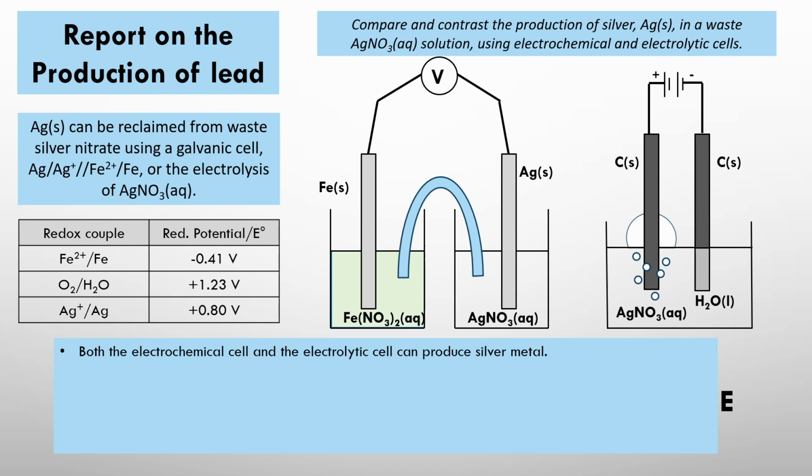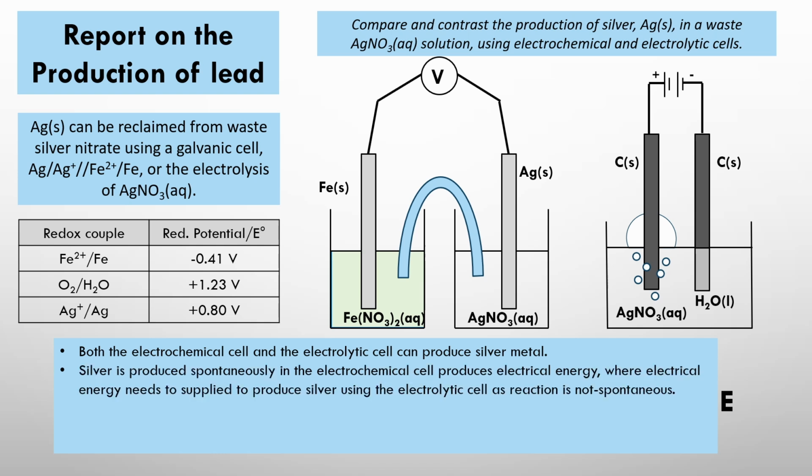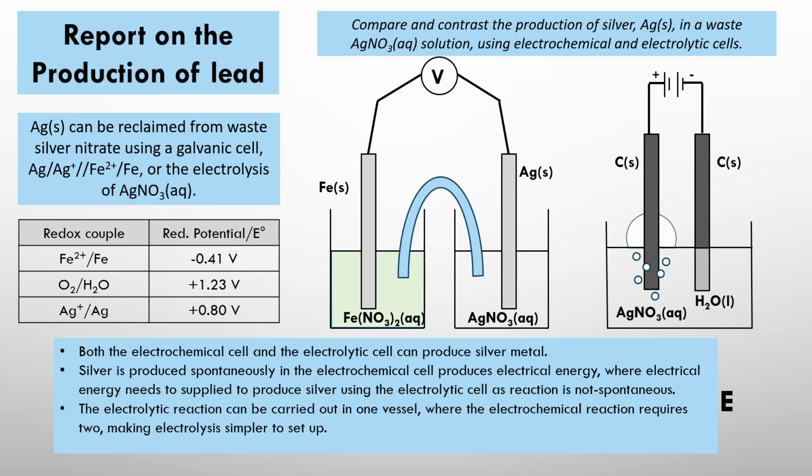So what's different about them then? Well, remember, if we go back to the electrochemical cell, it produces electrical energy and it's spontaneous, where the electrolytic cell uses electrical energy and it's not spontaneous. And that's most probably the most important thing to state. Okay, silver produced spontaneously, electrochemical cell produces electrical energy, where electrical energy needs to be supplied to produce silver in an electrolytic cell, because it's not spontaneous.